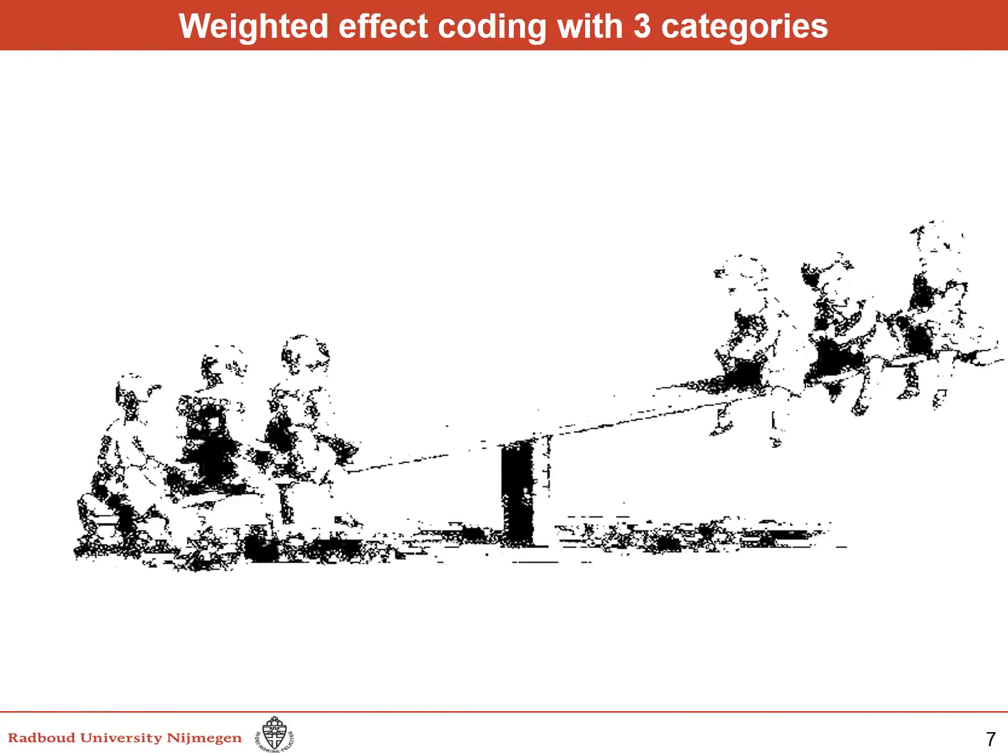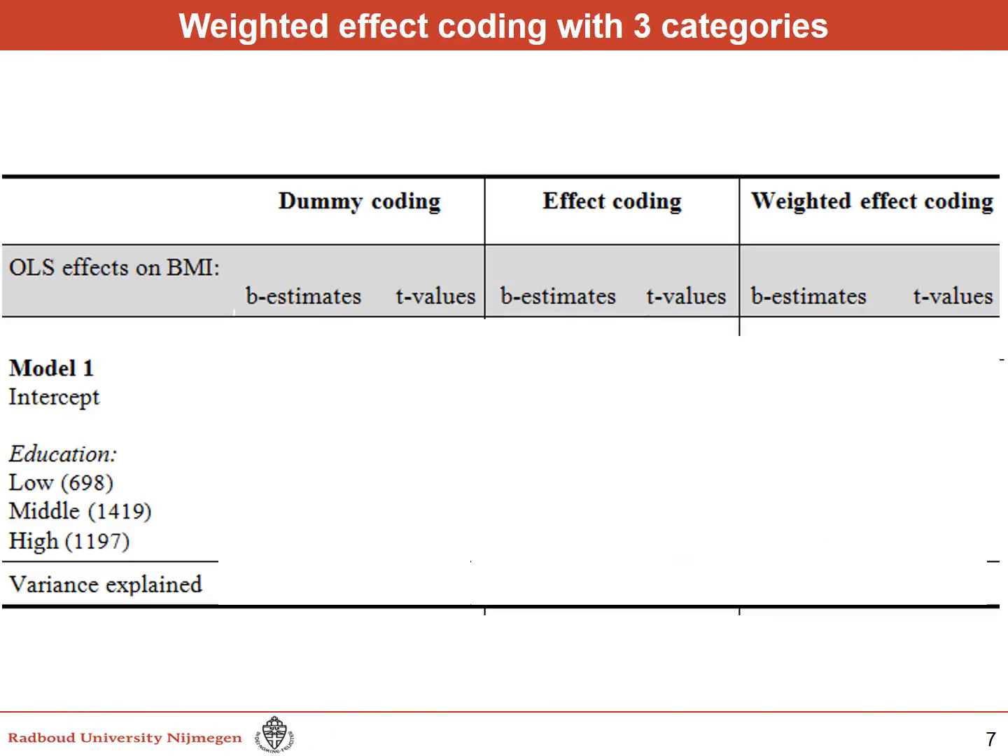Okay, well. As an example, I will show you now the outcomes of dummy coding, effect coding, and weighted effect coding for an example in which we use three categories of education, which are quite different in the number of observations. As you can see over here, we have 698 lower educated, and we have over 1,000 highly educated respondents, and we have also a middle category.